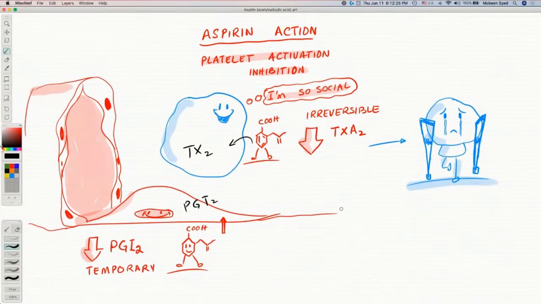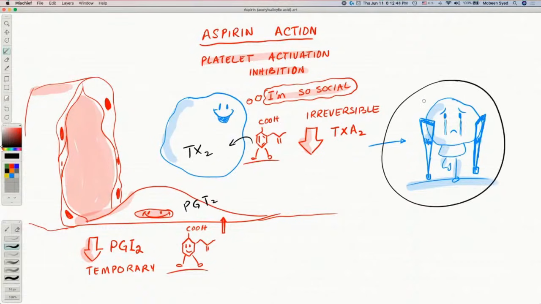Because platelets do not have a nucleus. When you give aspirin, and aspirin goes in a platelet and causes the enzymes cyclooxygenase 1 and 2 to be inhibited, the platelet does not have a nucleus to make new COX enzymes. So this platelet is now disabled for its life. That is why you're seeing this platelet standing here and kind of crying.